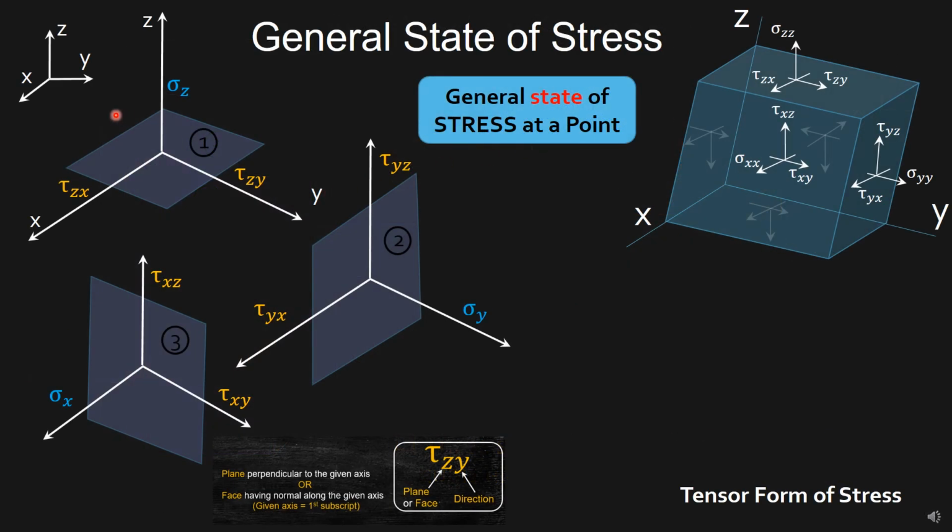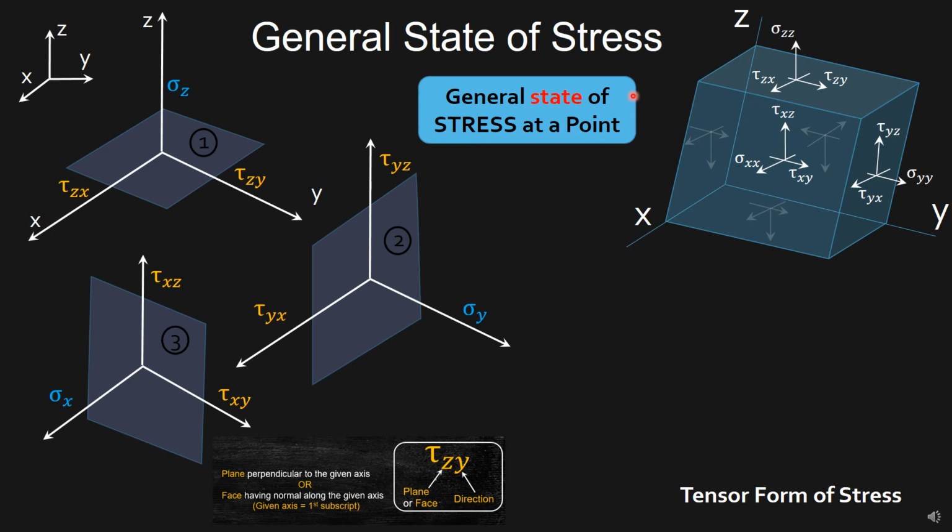Now I have drawn all these three mutually perpendicular planes and their direction vectors, which are normal as well as parallel. When you place these mutually perpendicular planes closer to one another, you can see they are forming a cube, which is represented here, and these bold colors are representing the stress components on every face along its normal direction and along its parallel direction. So this is the general state of stress. The general state of stress at a point is represented with the help of a cubical element.